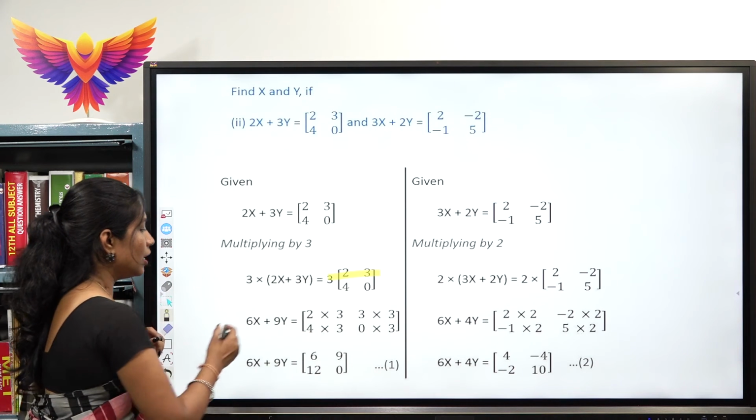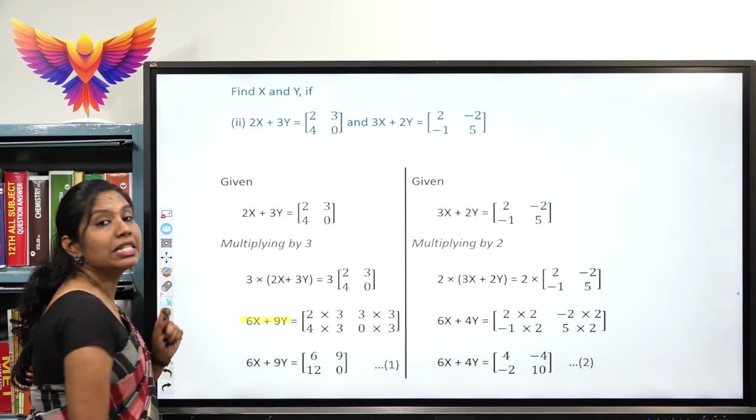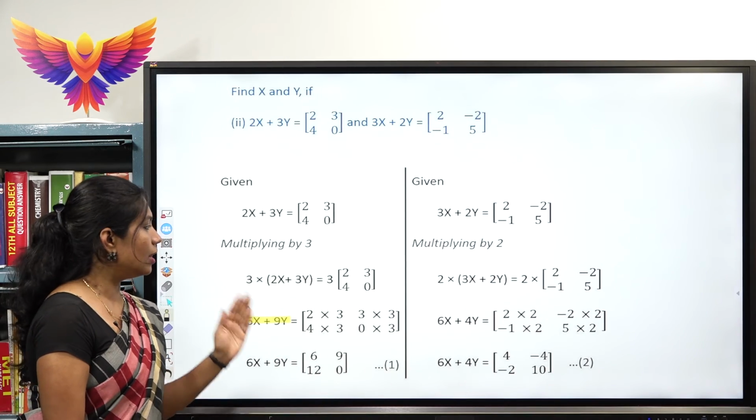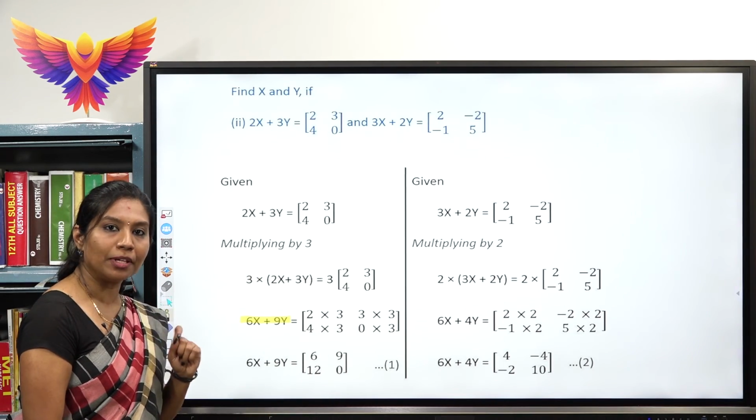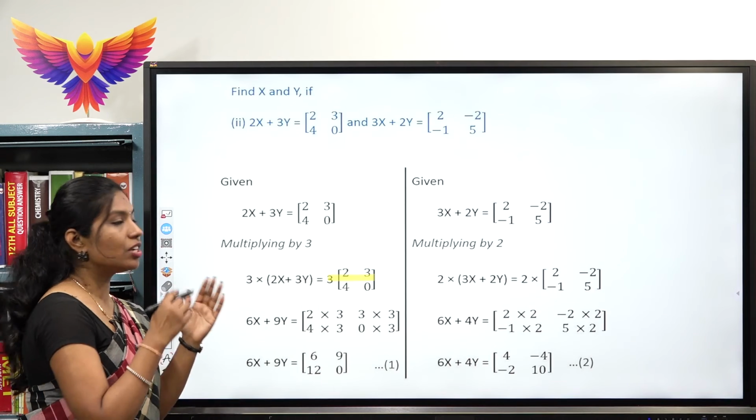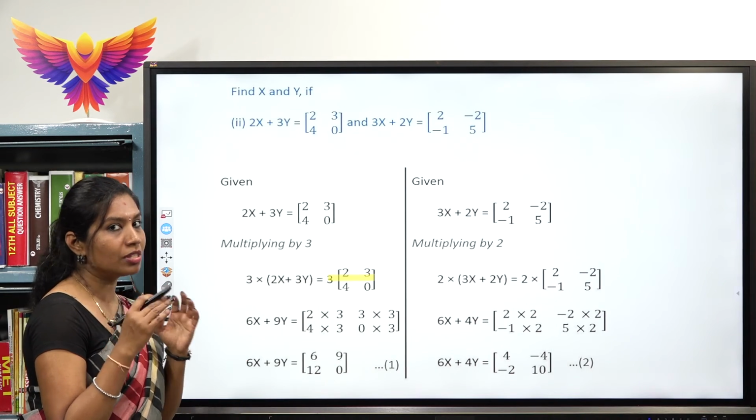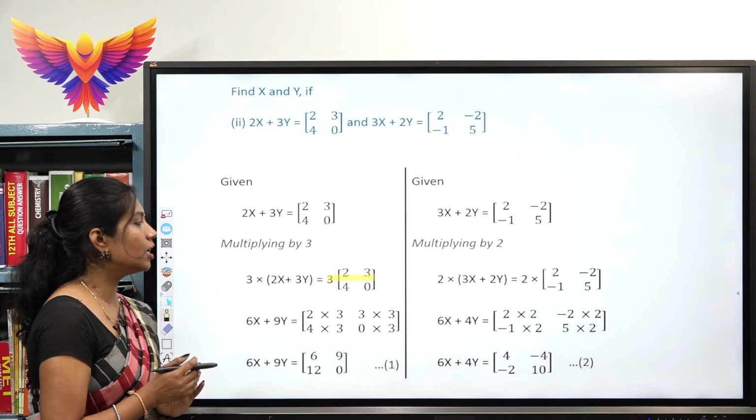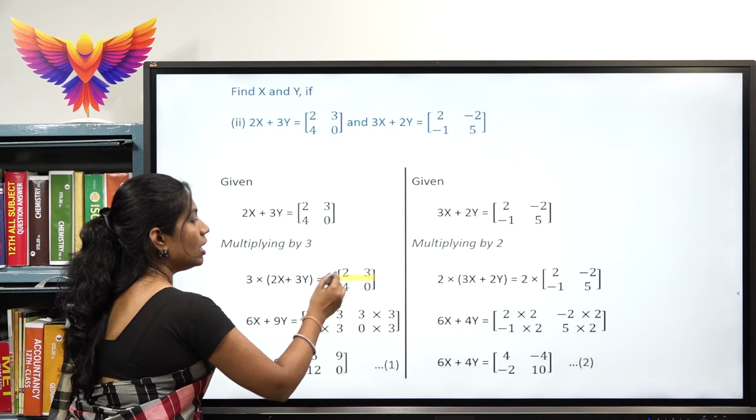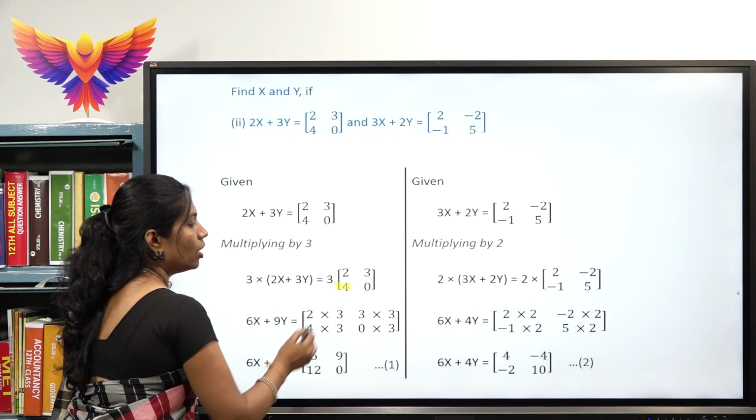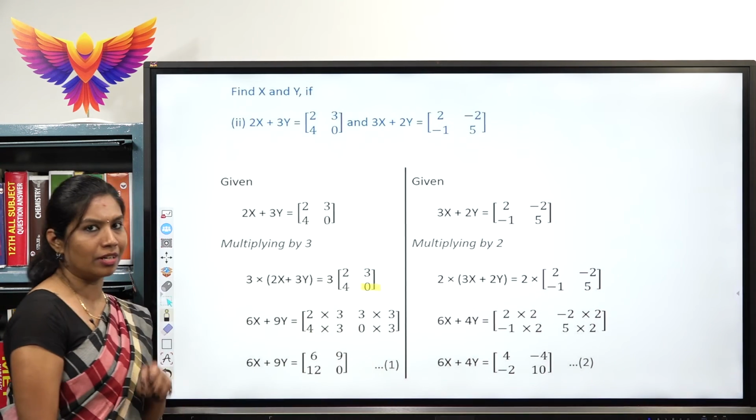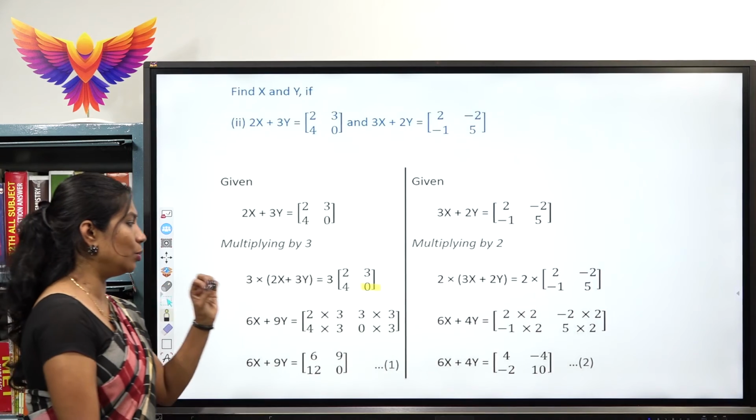So when I do that, the left hand side I will be getting as 6x plus 9y. The right hand side is a scalar multiplication, which is 3 into 2, each and every element needs to be multiplied with the scalar. That is 3 into 2, 3 into 3, 3 into 4, 3 into 0. That needs to be done. Each and every element needs to be multiplied with the scalar.